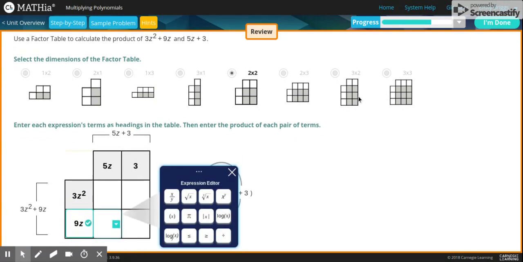So this is as far as I'm going to take you. I hope this video really helped with how to do this module, which is multiplying polynomials.